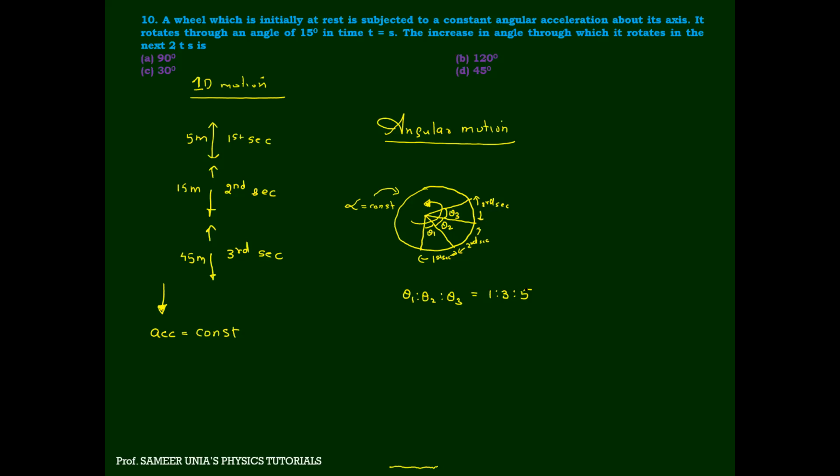The wheel which is initially at rest is subject to a constant angular acceleration. That means alpha is constant. It rotates through 15 degree in t seconds. Okay. t seconds means I take the first second. How many degrees did it rotate? 15 degrees. Yes or no? So the increase in angle which it rotates in the next 2t seconds. Next 2t seconds means the second second and the third second.